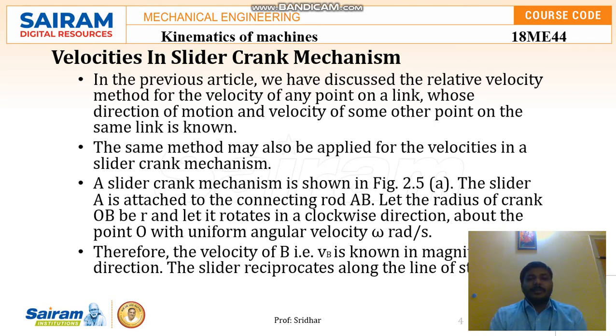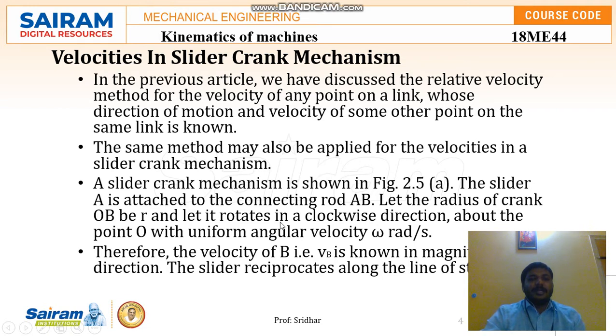Now the same method may also be applied for the velocity in slider crank mechanism. The method we used to find the velocity of a point using the relative velocity method, by the same process we can find the velocity in the slider crank mechanism also. A slider crank mechanism is shown in the figure. The slider A is attached to the connecting rod AB. Let the radius of the crank OB be R, and let it rotate in the clockwise direction about the point O with uniform angular velocity omega radians per second.